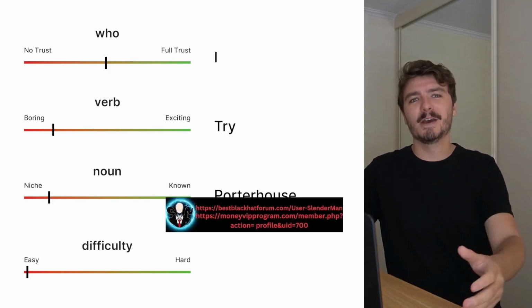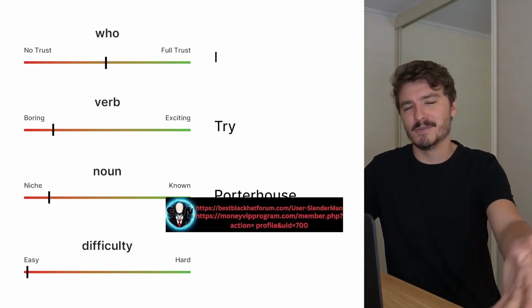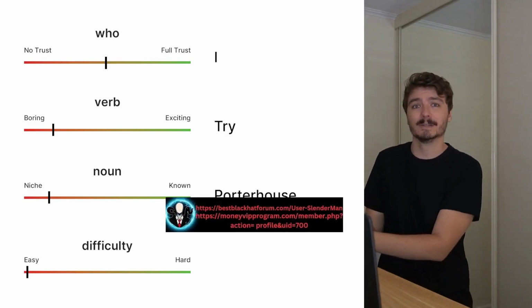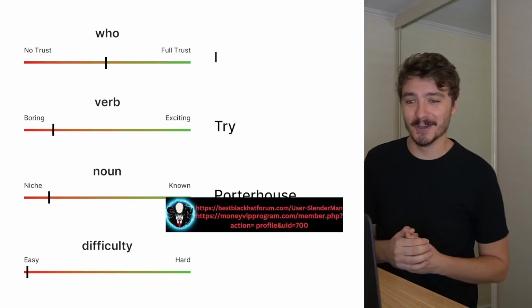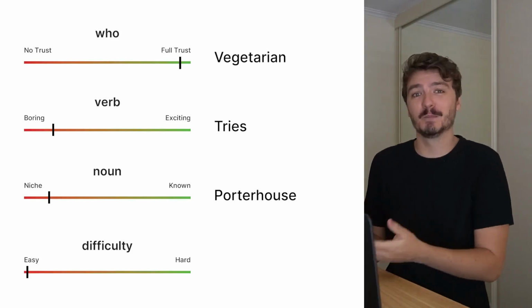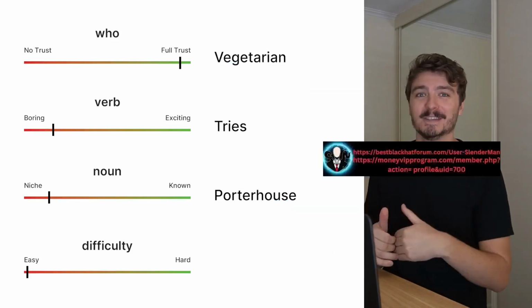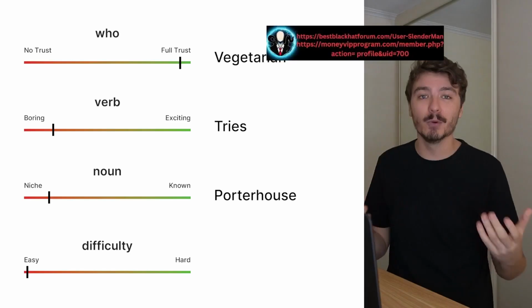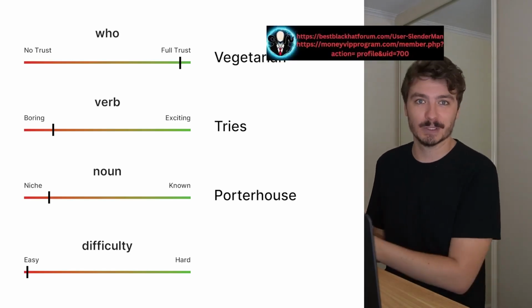So let's pretend I'm a professional eater and I do eating challenges and stuff. That could be one angle, or it could be the opposite angle. So for example, I'm vegetarian, so it would be vegetarian tries porterhouse. So I would be the worst person to try and tackle this challenge. That is now more interesting than just I try porterhouse. All right, let's look at the next component, which is the verb.